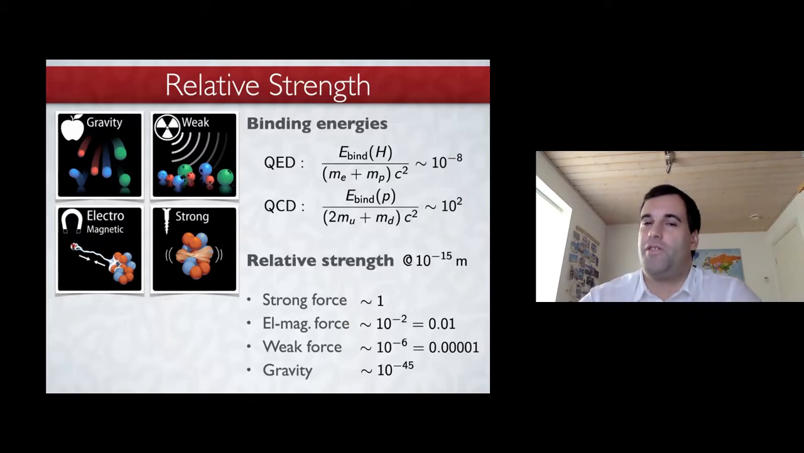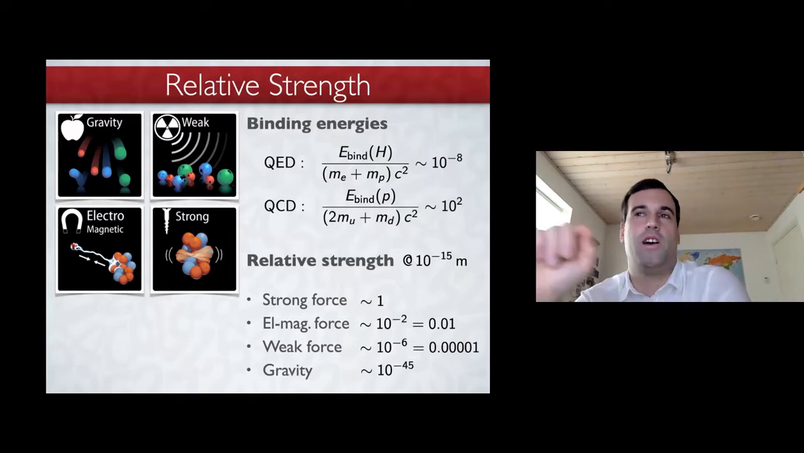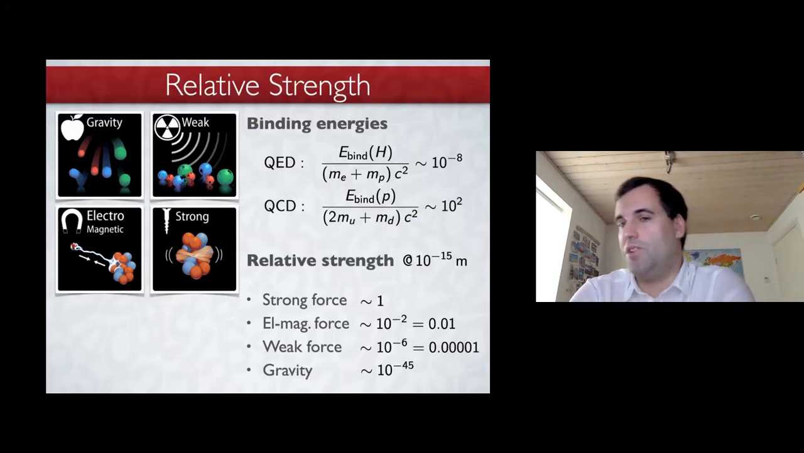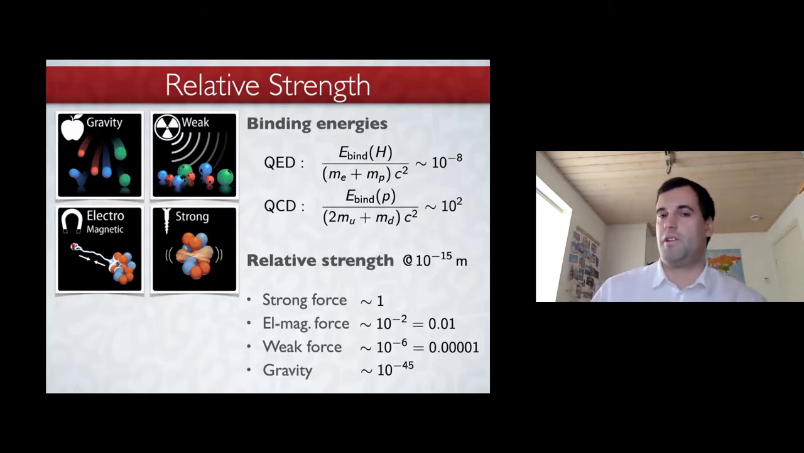Another interesting feature is that if we compare QED, which stands for quantum electrodynamics, the theory of the electromagnetic force, the binding energy of the electron to the hydrogen atom over its mass is very small, 10 to the minus 8. For the strong force, however, this binding energy over the mass itself is very large, 10 to the 2. So this is many orders of magnitude different. And this also explains why physicists have named this force the strong force compared to the weak force or compared to electromagnetism and gravity.